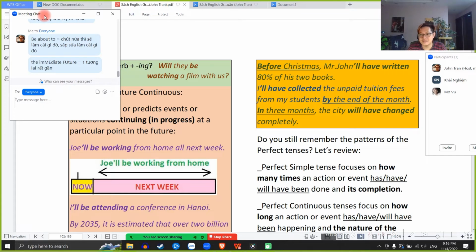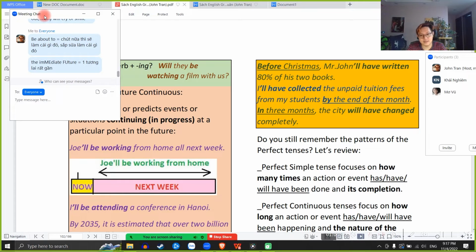Mr. John will have written 80% of his two books before Christmas. His two books. His two books.